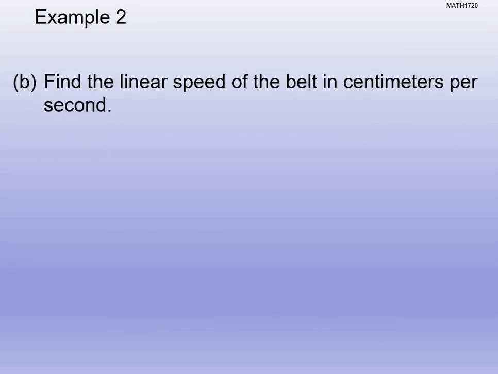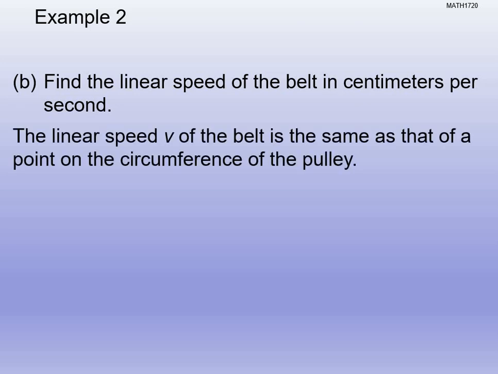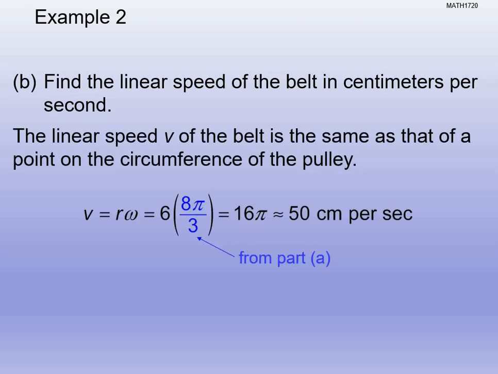So now we want to find the linear speed of the belt. Okay, the linear speed. So first we have to find the total distance, right? So V equals R omega. We have R, we have omega. We don't have to use the other equation from before. We can use what we found in part A.